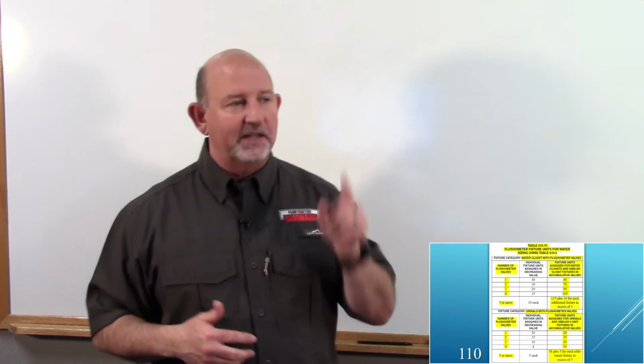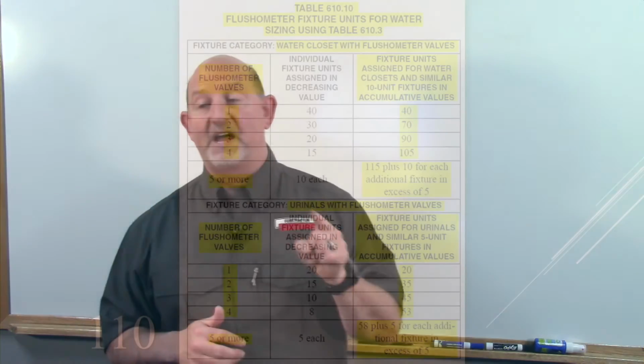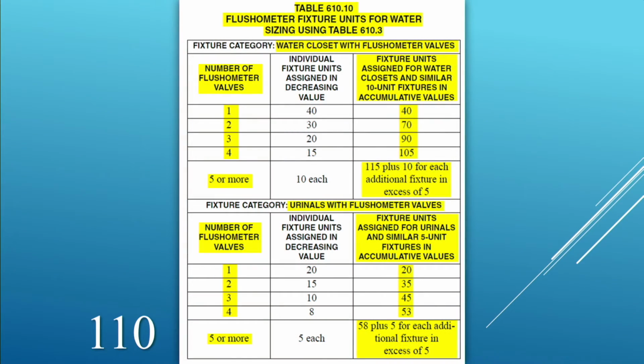Okay? Now, let's go back to the top of this table. Let's say I have 1 flushometer valve water closet. 1 flushometer valve water closet is worth how many WSFUs? And the answer is 40.